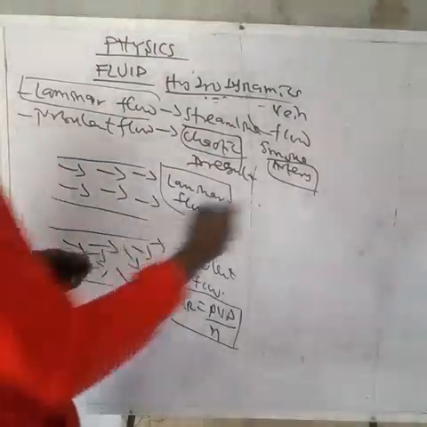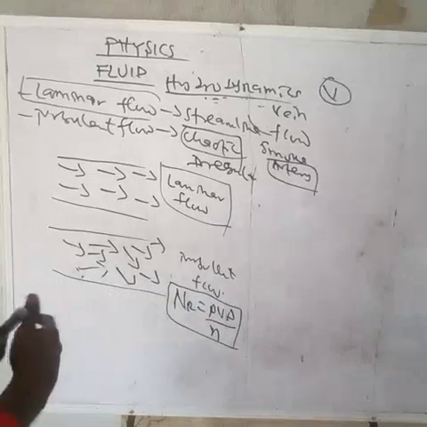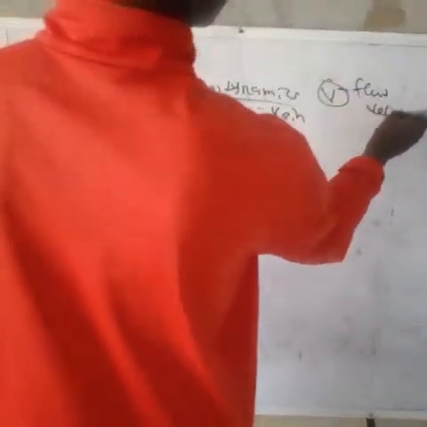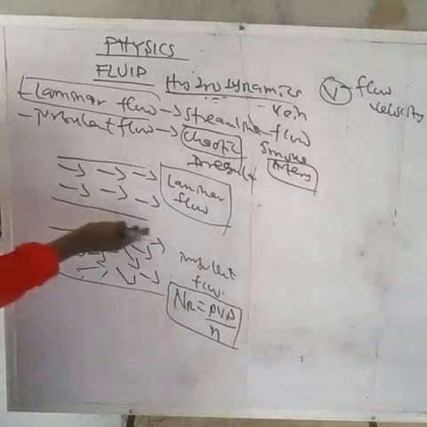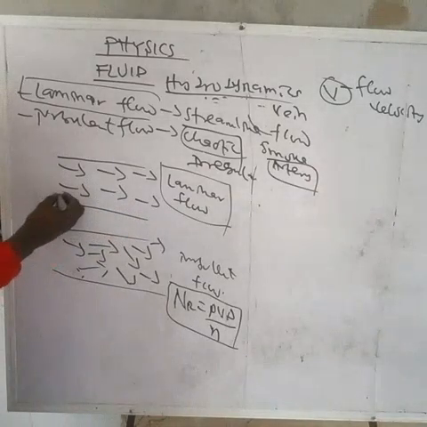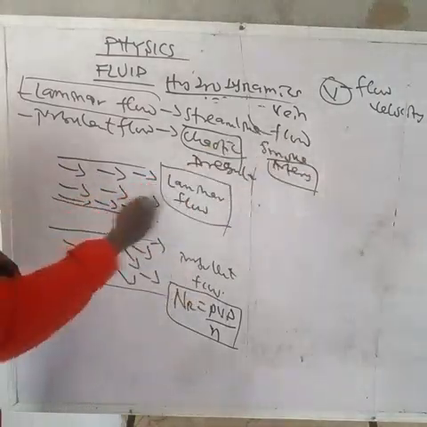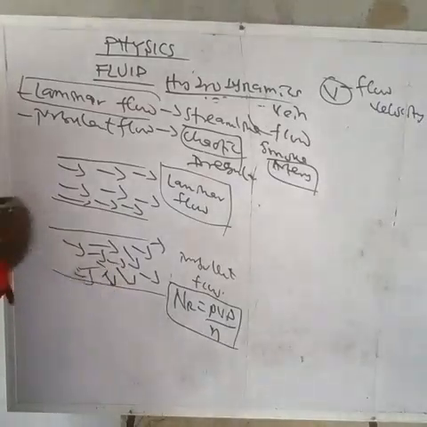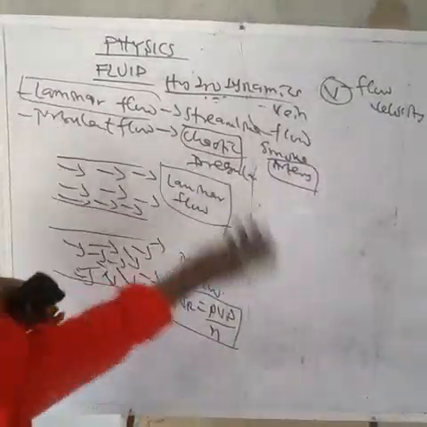And the velocity at which they move is what we call flow velocity, v. Every flow of a liquid moves with a flow velocity, and that is what we use in the continuity equation. So this is the diagram of a laminar flow. It follows a regular pattern, a straight flow along the tangent. But the turbulent flow is chaotic and irregular, moving in a zigzag or haphazard manner.